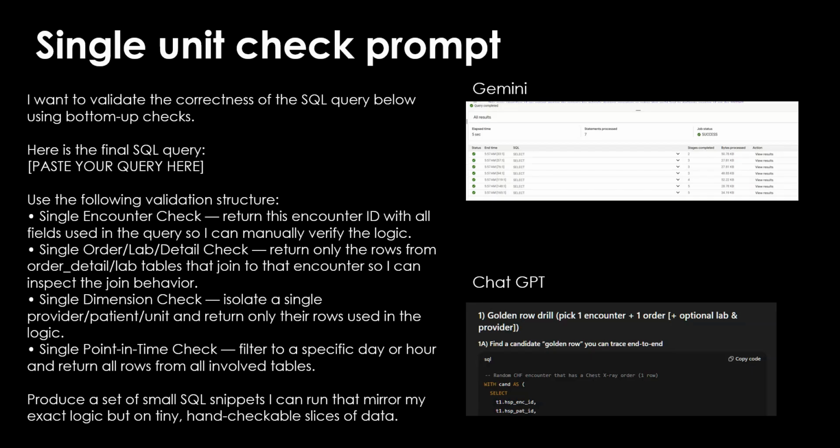And the final ask is produce a set of small SQL snippets I can run that mirror my exact logic, just on these tiny, one-off opportunities. So it's a prompt you can take and steal from me and use in your validation steps once you get to a query that you think is working. Take it out to one of your generative AI tools and get to some other checking queries so that you can see the information.